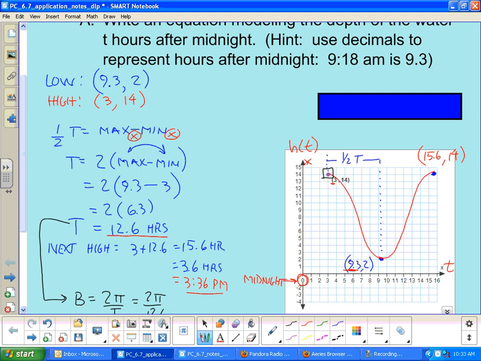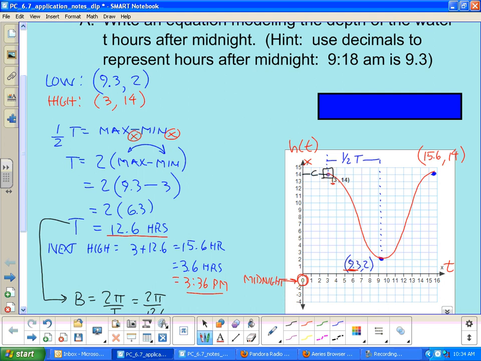Have I started somewhere other than the vertical axis? Yes. If you start at a point to the right or to the left of the vertical axis, you have a phase shift. So this distance from here to here, that's my c value. So what is my c going to be? Minus 3. In my equation, it's going to be something minus 3 because I've gone to the right.